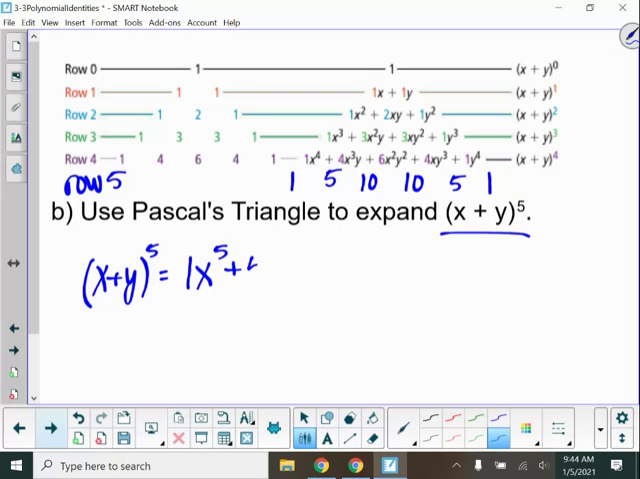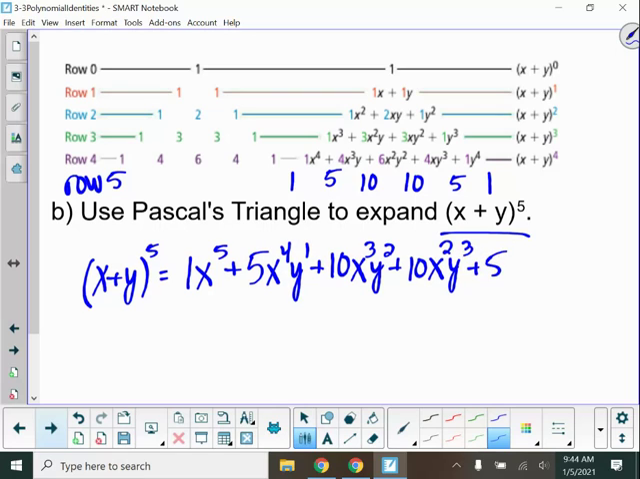Then I use the next number, which is a 5. X goes down by 1 exponent, y goes up by 1 exponent. Then I use the next number. X goes down, y goes up. Then we use the next number. X goes down, y goes up. Then the next number. X goes down, y goes up. And then finally the last number, x goes down, and it's actually gone because there's nothing left. And the y goes up to its last one, which should match whatever you have at the beginning. So that would be your solution.